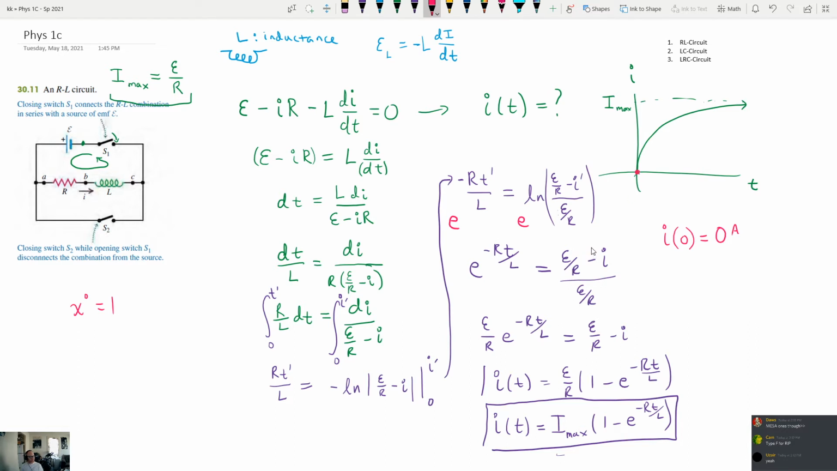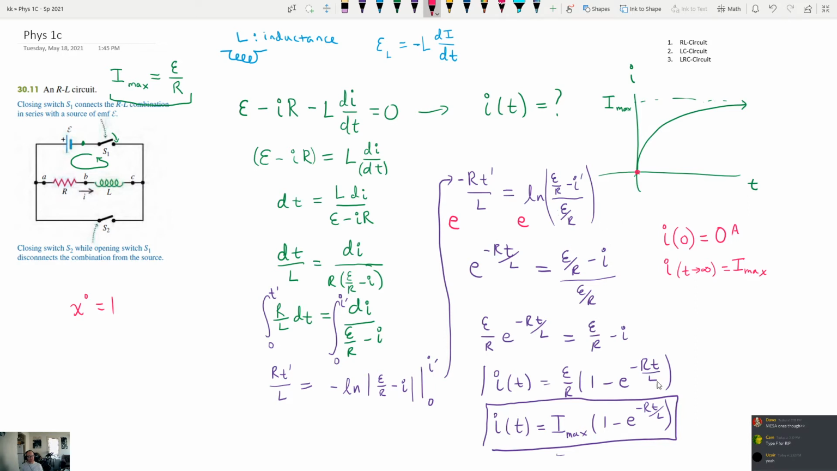And then the next thing to look at is the current as t goes to infinity. For that, we plug in t equal to infinity here. You get e to the negative infinity, which is like 1 over e to the infinity, which is like 1 over infinity, which is 0. So you get 1 minus 0. So here you get I max, which means that our current starts off at 0 and eventually reaches a maximum. So it asymptotically approaches the I max right here.